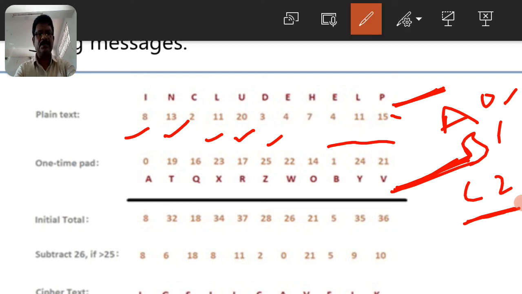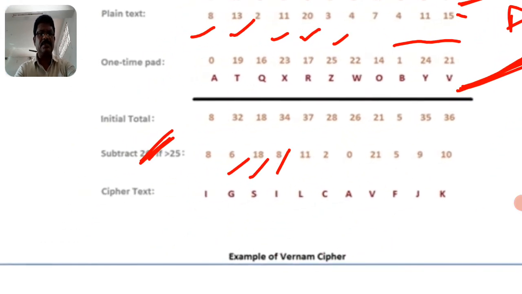Now each letter is added with the corresponding number. Here I becomes 8 and A becomes 0, so 8 plus 0 is 8. 13 plus 19 is 32, and 32 mod 26 is 6. So the result value is 6. The next one, 2 plus 16 is 18, and 18 mod 26 is 18. Next, 11 plus 23 is 34, and 34 mod 26 is 8. I calculate it like this, and finally I can prepare the message.